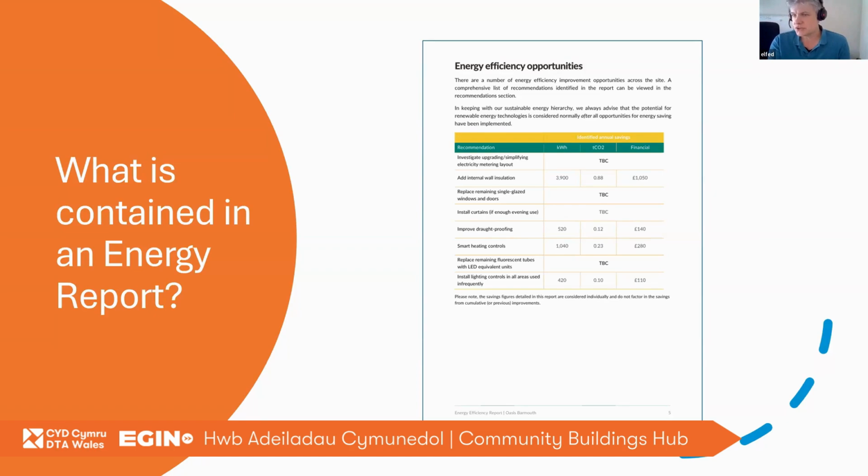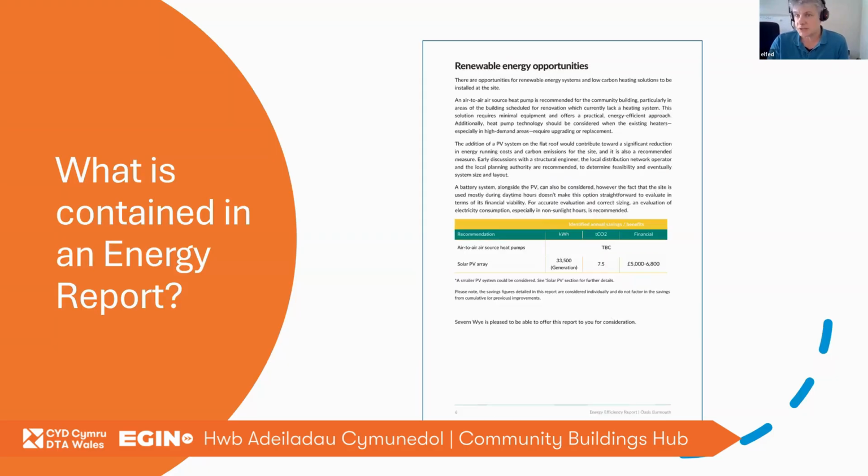So these are energy efficiency opportunities, so saving energy on the building. The next page then is renewable energy opportunities. In this case, an air-to-air heat pump was recommended for the building, as well as a solar PV array as well.